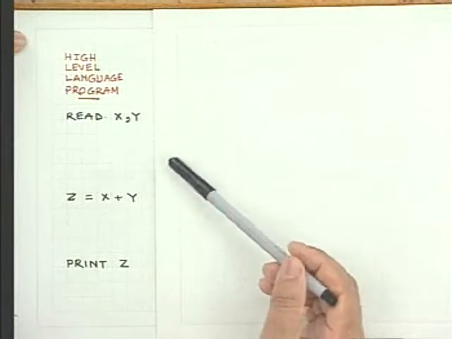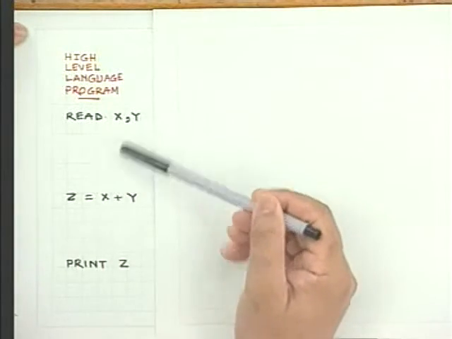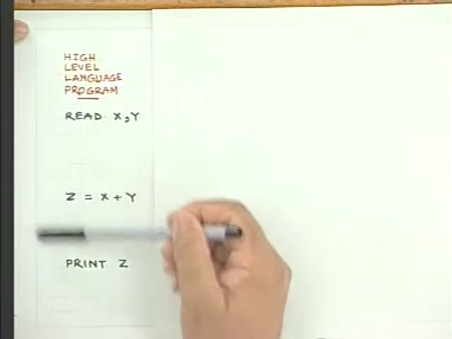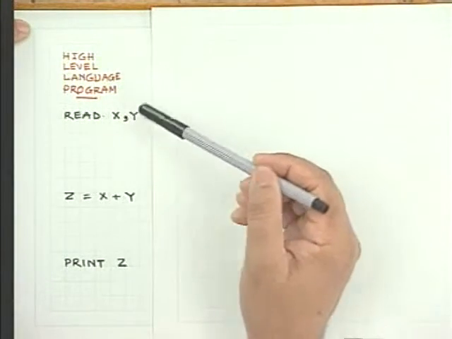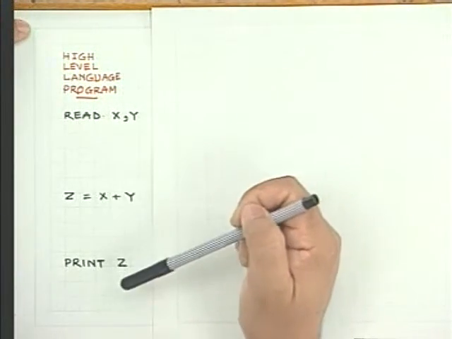Now, first, to know what the functions of the different systems and subsystems are, let us take a high-level language program and see how a computer executes it. I have taken a high-level language program that only consists of 3 statements. It's a typical high-level language program. I am not talking about a particular high-level language.